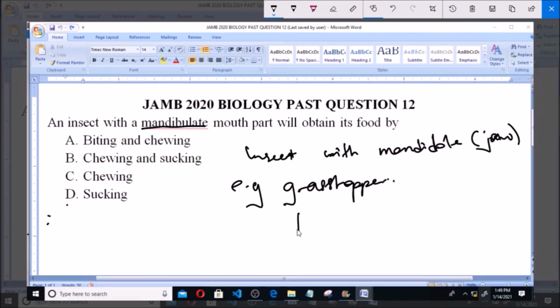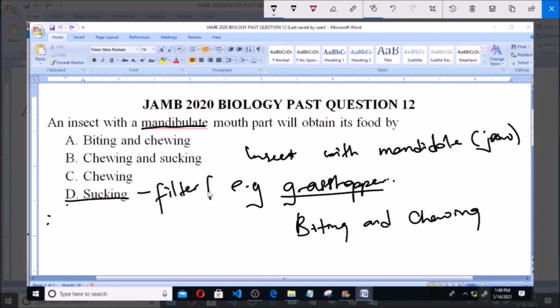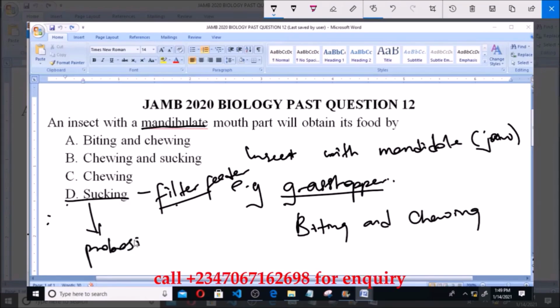they obtain their food by biting and chewing. This mandibulate part of the mouth, which is the lower jaw, enables this insect to bite its food and also enables the insect to chew the food. And a typical example is the grasshopper. Those that suck their nutrients from the food are called filter feeders. Now these insects do not possess a mandibular mouth part. An example is the mosquito. They have what we call the proboscis. It is the proboscis that enables them to suck fluid from the host where they get their food from.